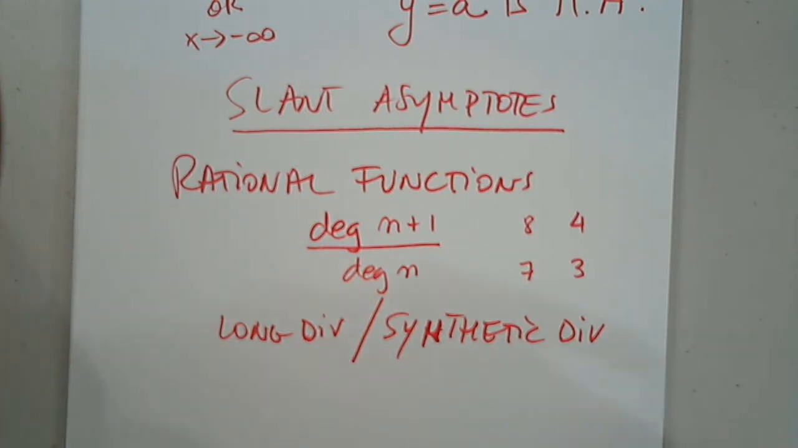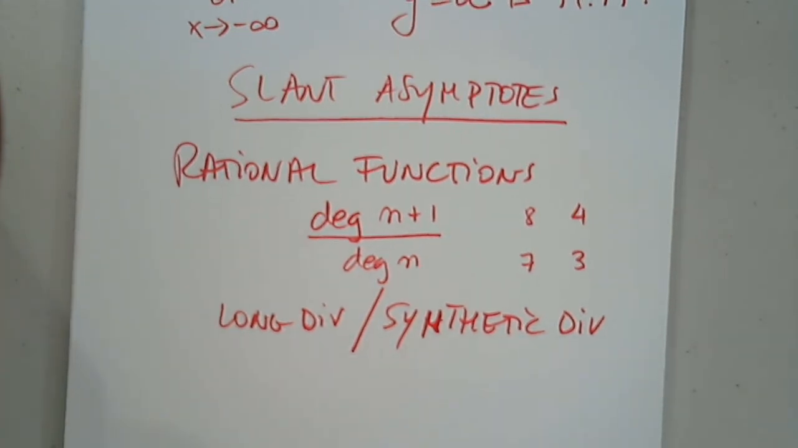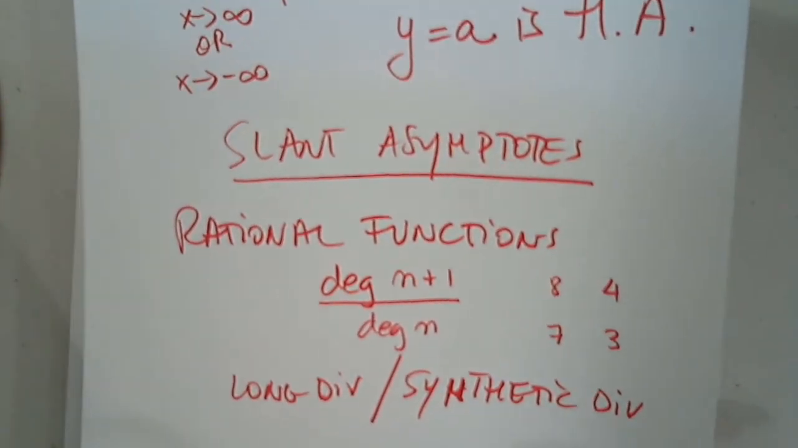So let's look at an example to find the slant asymptote. Is that what you had in mind, Mark? Okay. All the others are okay? The vertical and horizontal? Yeah, that's helpful.